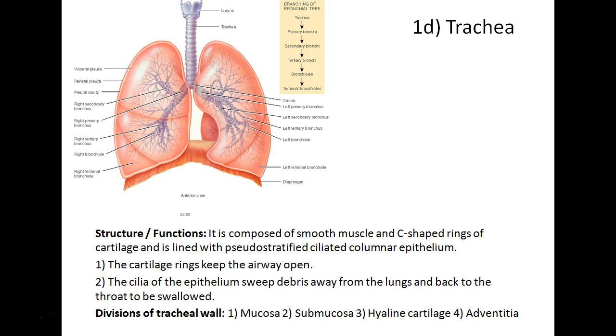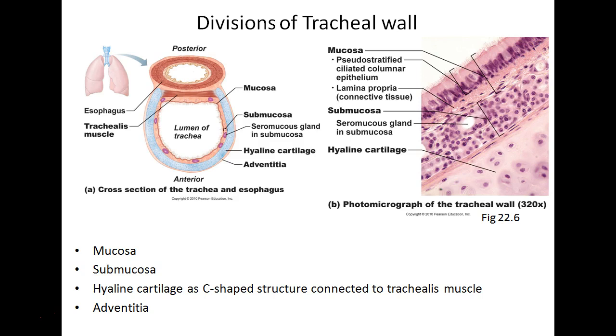Let's look at some divisions of that tracheal wall. We have, starting from the inside, mucosa, submucosa, hyaline cartilage, and then adventitia. Perhaps we can see that here on this histology image on looker's right. It's noteworthy that the location of the esophagus is posterior to the trachea.